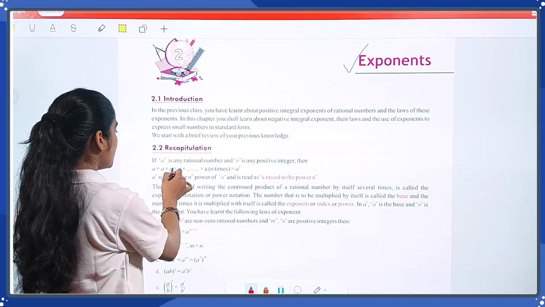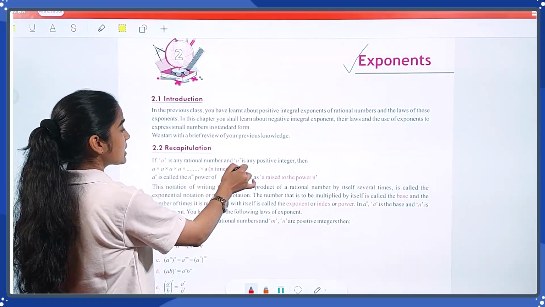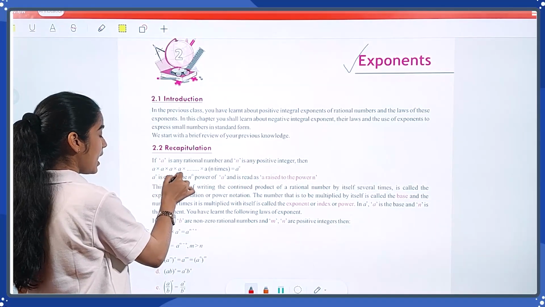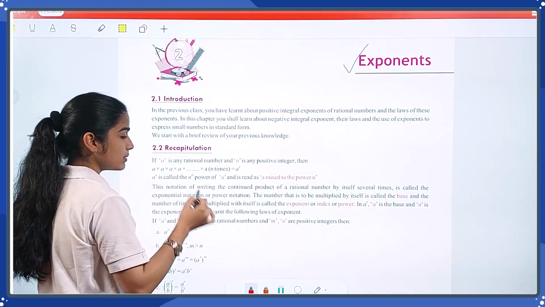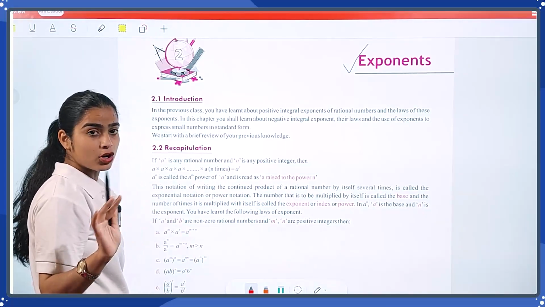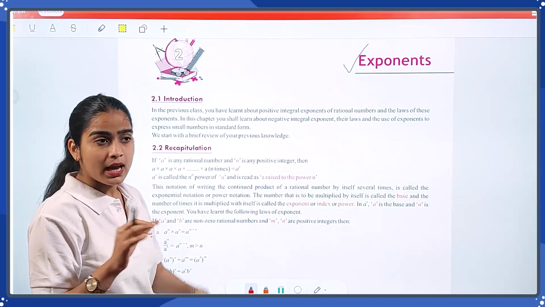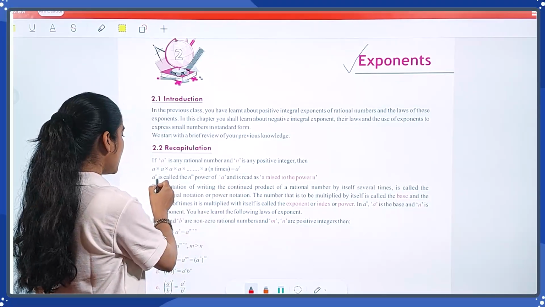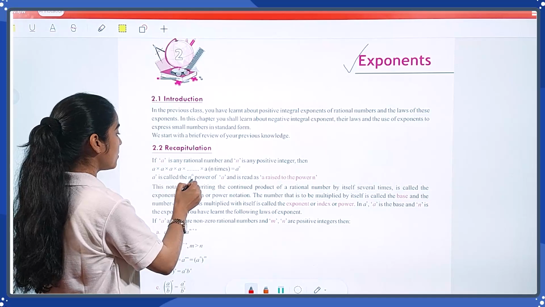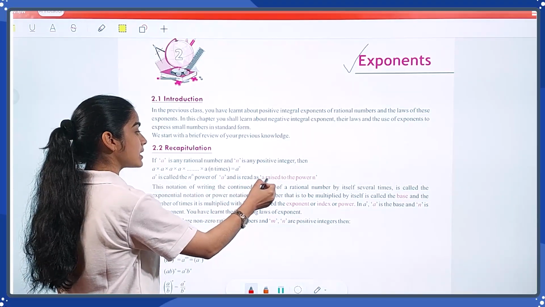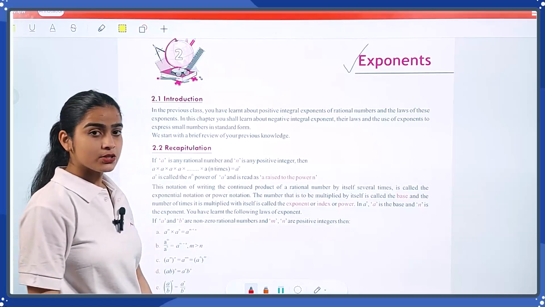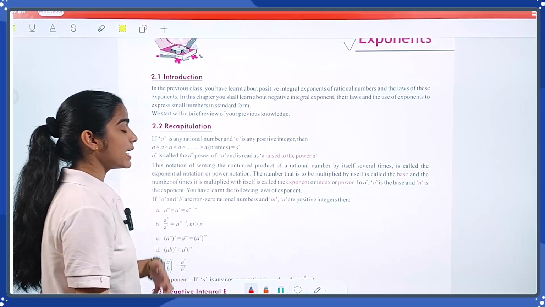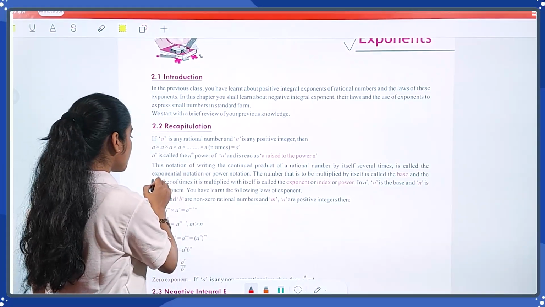If a is any rational number and n is any positive integer, then a multiplied by a multiplied by a multiplied by a and so on. It means that if we multiply a n times, n is not a finite value. Now n is an unknown value, so we can say a to the power n. So a to the power n is called the nth power of a and is read as a raised to the power n. The notation of writing the continued product of rational numbers by itself several times is called the exponential notation.